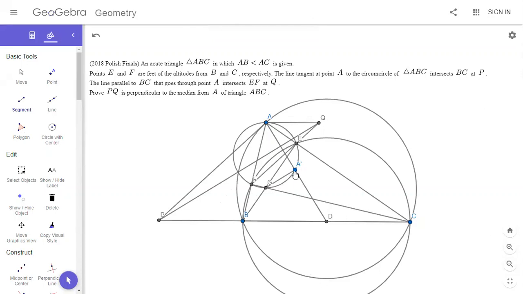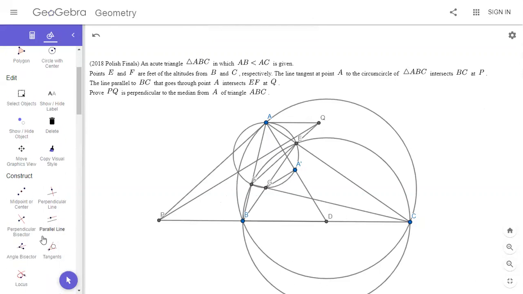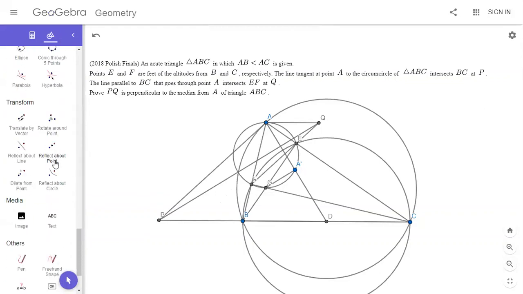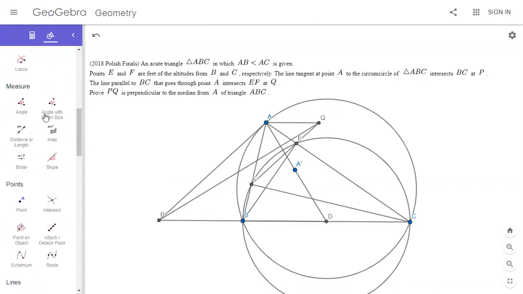Is it true that if you take the Humpty point and you reflect it over BC, it lies on the circumcircle? Yes, that's just a property of the Humpty point in general. So we have to show that A prime is the Humpty point.